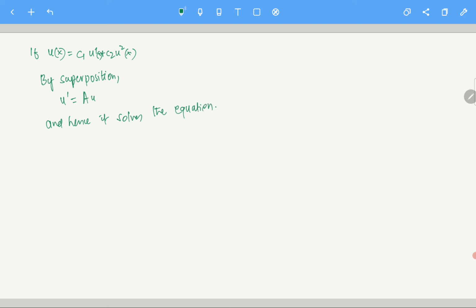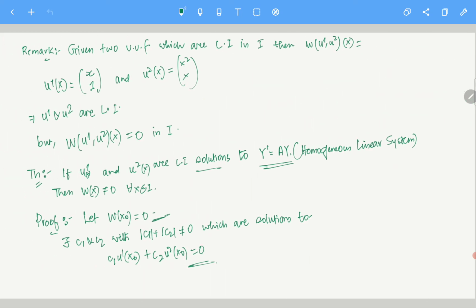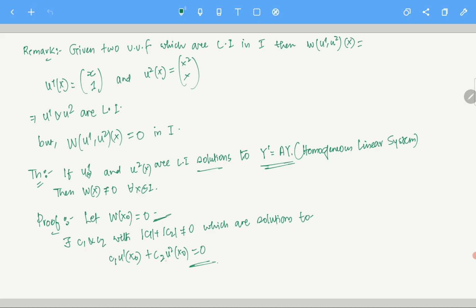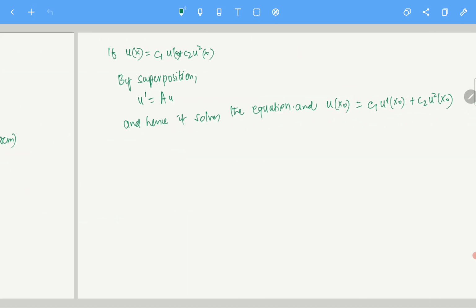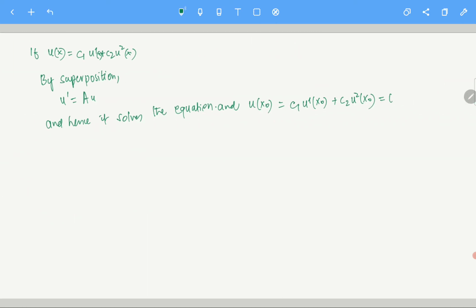So it solves the equation, and what is u at x naught? Let's see what is u at x naught. So it solves the equation, of course. And what is u at the point x naught? It is c1 u1 at the point x naught plus c2 u2 at the point x naught. Okay, now what do you think the solution is? See, c1 u1 at x naught plus c2 u2 at x naught is given to be the zero vector. So essentially this is the zero vector.